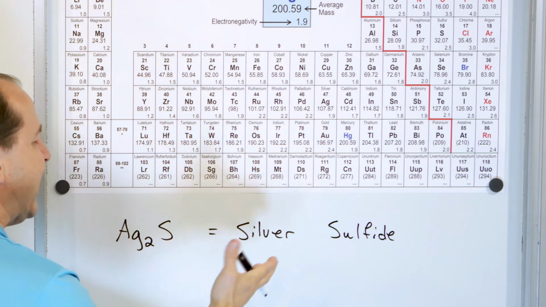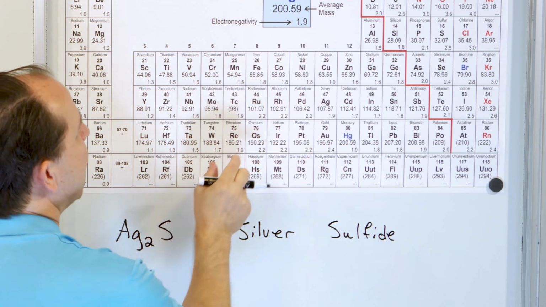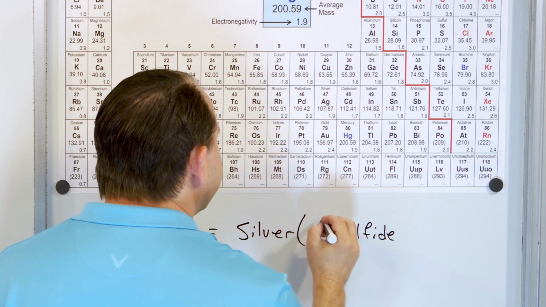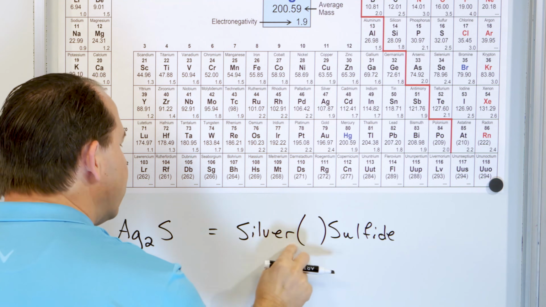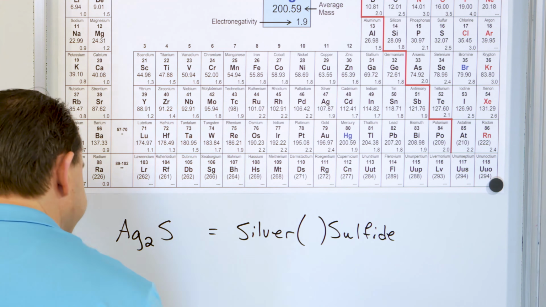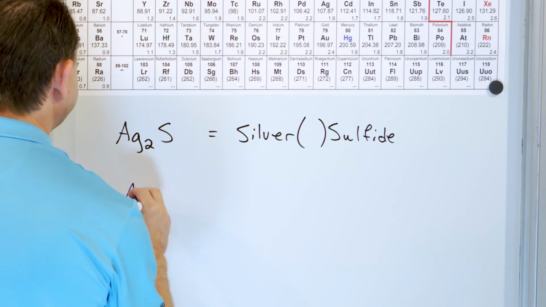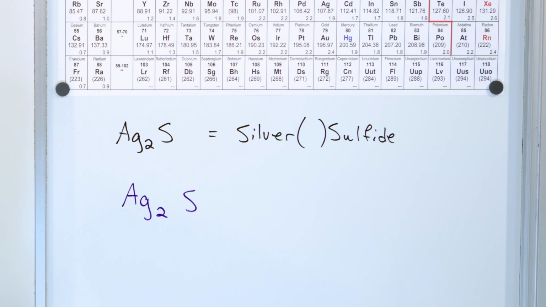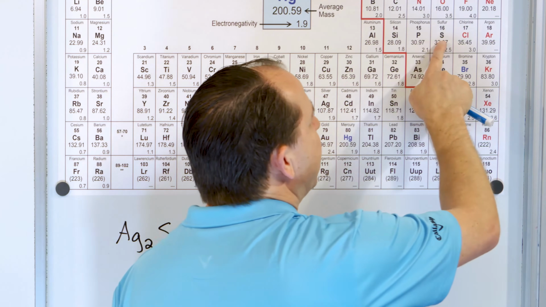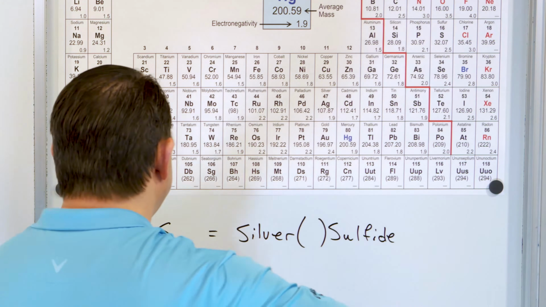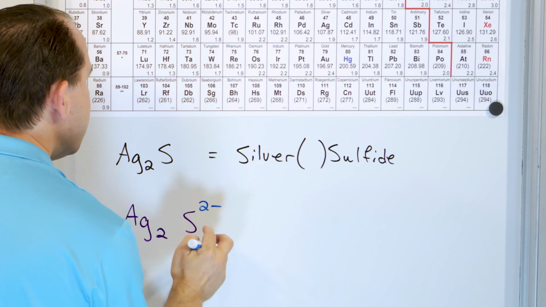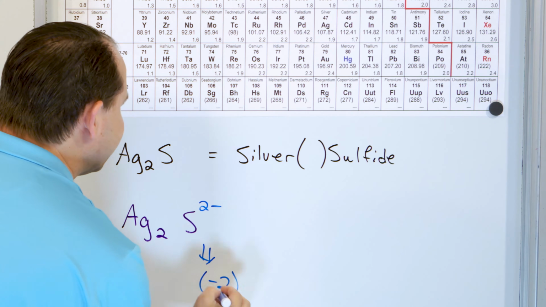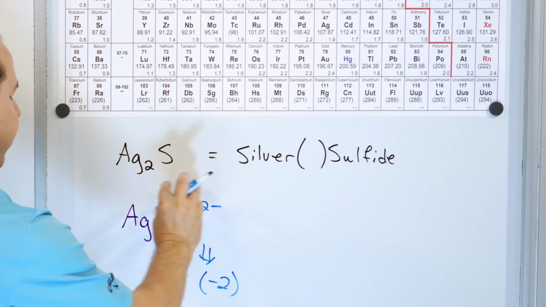And then you say, wait a minute, I can't leave it like this. The silver is a transition metal, so it could take on different charges. So I'm going to put a parenthesis here, which is going to tell me what charge the silver will take. To figure out the charge, I just put Ag2S. Now I don't know what the charge on the silver is, but sulfur is very, very predictable. It takes a charge of -2. Because there's only one of these sulfurs, the subscript is 1, the overall charge is -2 for this part of the formula unit.